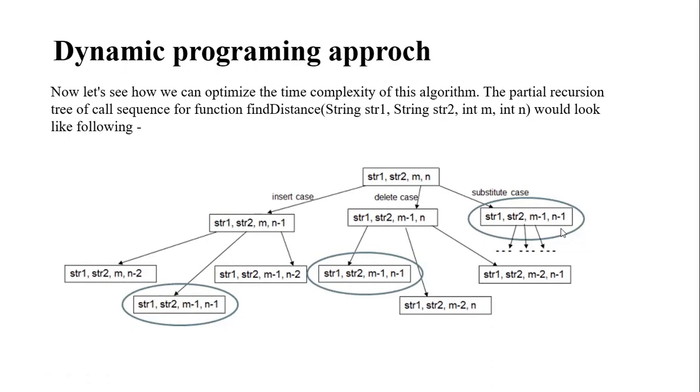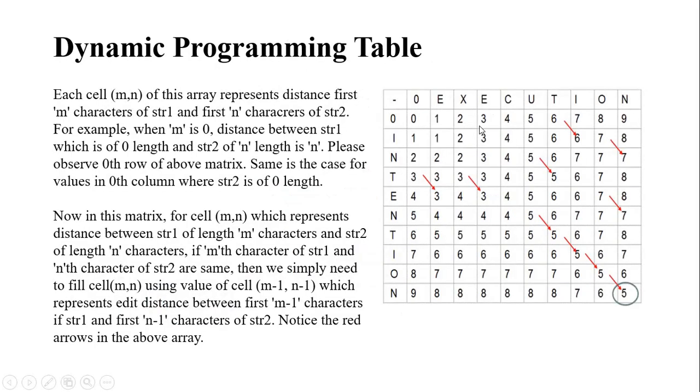Now let's see how we can optimize the time complexity of this dynamic programming algorithm. The partial recursion tree of the call sequence for the function find distance with string 1, string 2, integer m and integer n would look like the following. Here is the dynamic programming table for Levenshtein distance.